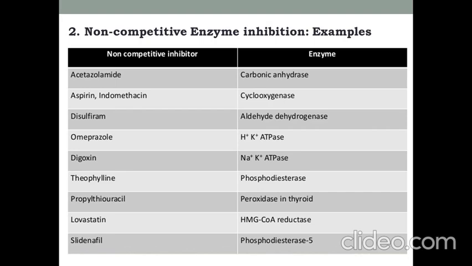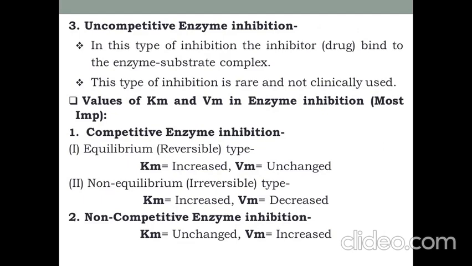Last one is uncompetitive enzyme inhibition. In this type of inhibition, the inhibitor drug binds to the enzyme substrate complex, and this type of inhibition is rare and not clinically used. Means इस टाइप के इनहिबिशन में जो ड्रग है वो एंजाइम सबस्ट्रेट कॉम्प्लेक्स से डायरेक्टली बाइंड करेगी और ये इस टाइप का इनहिबिशन बहुत ज्यादा क्लिनिकली यूज्ड नहीं होता है.